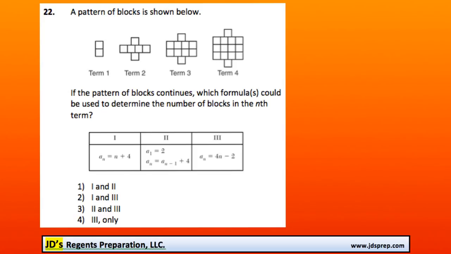This is problem number 22 from the June 2015 Algebra Regents exam. So we've got a pattern of blocks here, and it says if the pattern of blocks continues, which formulas could be used to determine the number of blocks in the nth term?